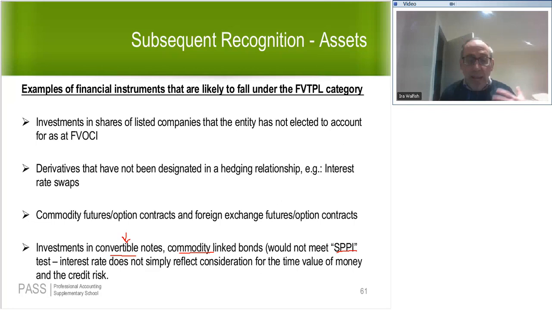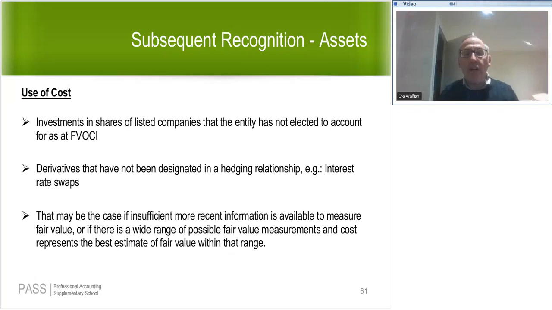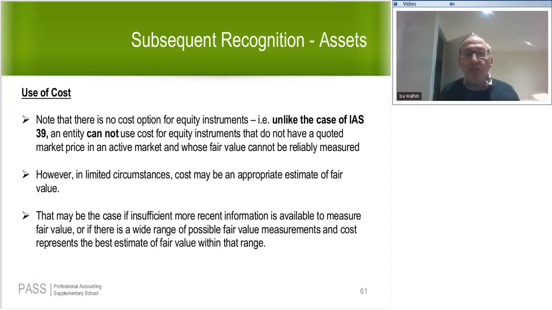Now, the cost method: there's no cost option for equity instruments. Those of you who learned IAS 39 may recall there were circumstances where you could use cost. Under IFRS 9, there's no cost option. An entity cannot use cost for equity instruments, even if they don't have a quoted market price in an active market. This is different from IAS 39, where if there wasn't an active market and you couldn't reliably measure fair value, you had a cost option. This has been phased out with IFRS 9.